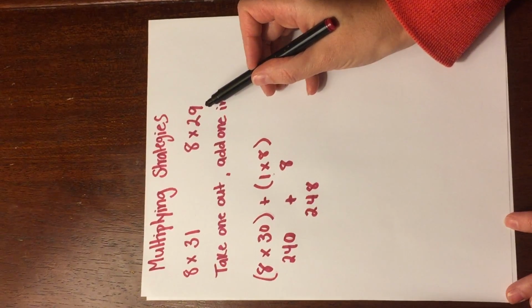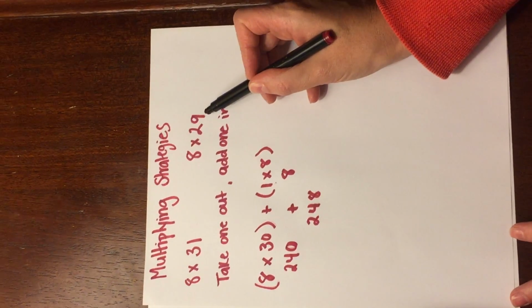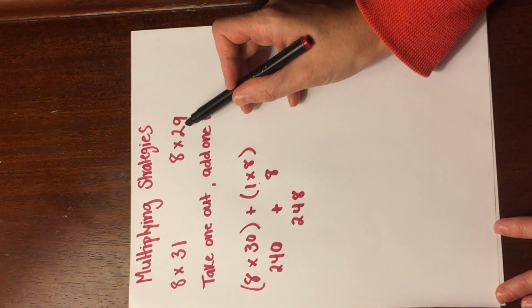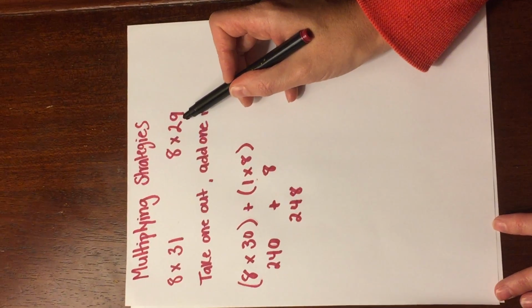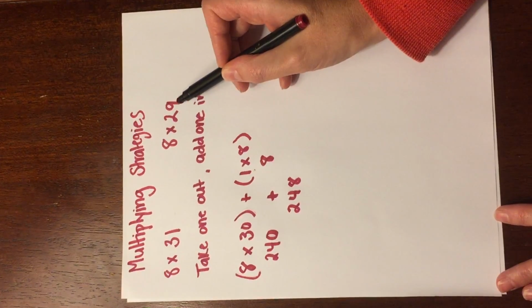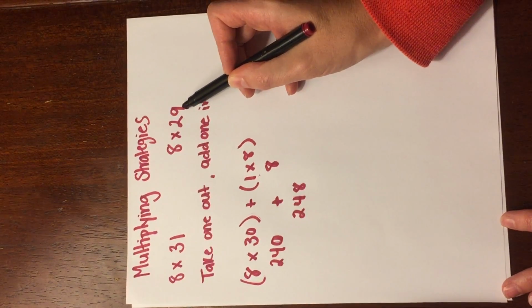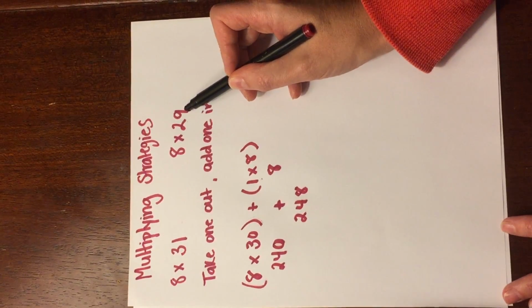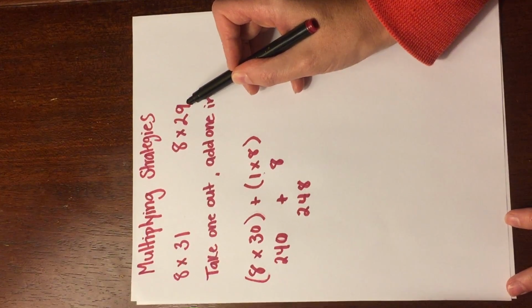I can do the same thing with a problem like 8 times 29. So I think in my mind, geez, 29 is not a very easy number to multiply by 8. So how can I make that 29 more manageable? Well, I think about rounding, my rounding rules. I know 29 is closer to 30 than it is to 20. So if I make this 29 a 30, that might be more manageable for me to multiply.